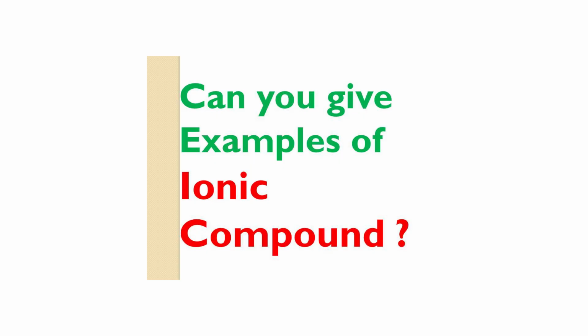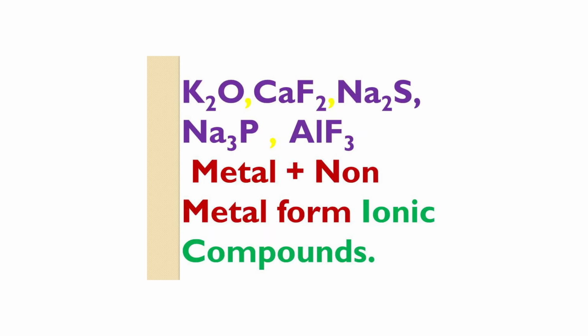Can you give some examples of ionic compounds from this chart? Yes. Group 1, that is potassium. Potassium combines with oxygen to form K2O. It is an ionic compound. Group 2, calcium, combines with a halogen, fluorine, to form calcium fluoride. It is an ionic compound. Sodium combines with sulfur to form sodium sulfide. Then Na3P, AlF3, etc. are all ionic compounds. That is, metal plus non-metal forms ionic compound.